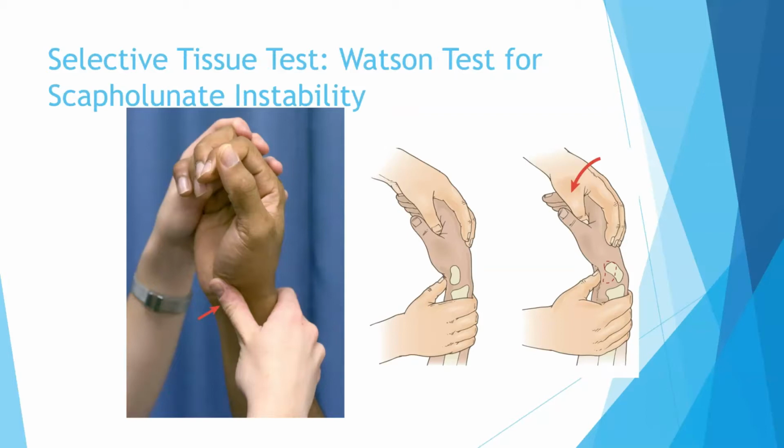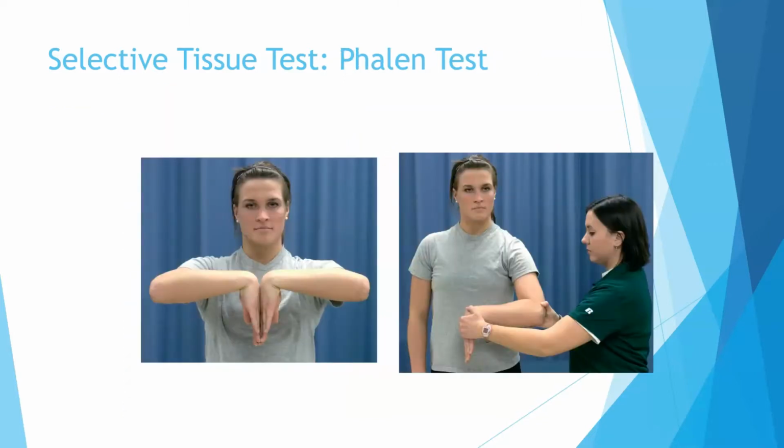Okay. These are some of the special tests. This one specifically is the Watson test for scapulolunate instability, where we're pinching right there. Another one you guys have probably seen, and I think I talked about it briefly in 108, where we do the Phalen's test, where this is kind of the telltale sign if you have carpal tunnel. If you're in this position for longer than 30 seconds or so, you will end up having pain and numbness and tingling.